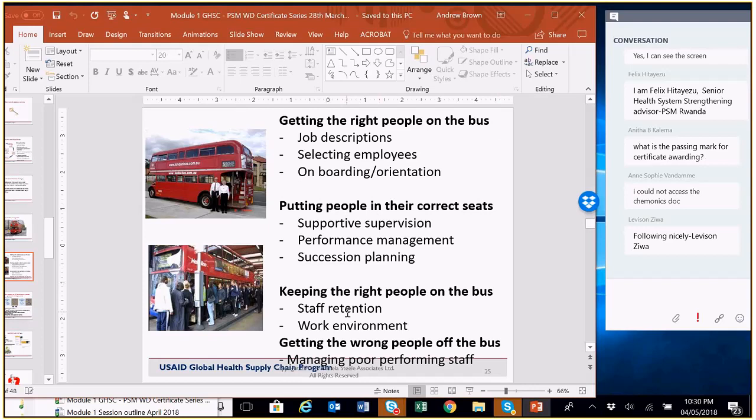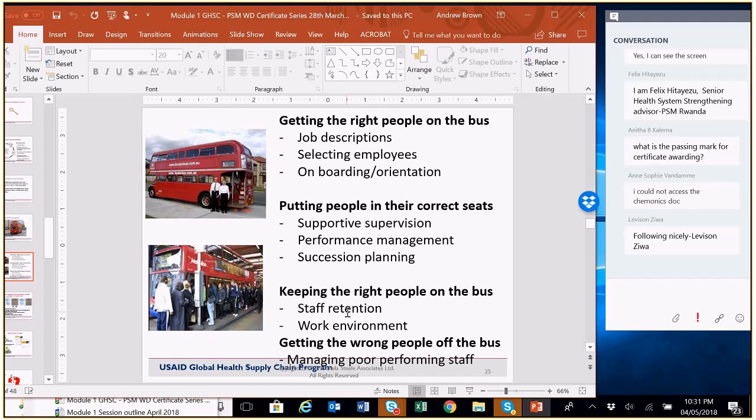Keeping the right people on the bus. Some people are scared of going in buses and they'll jump off as quickly as they can as soon as their ride's finished. In a supply chain organization, you want to hang on to your people as long as possible to improve your productivity and to get some experience in your organization over time.